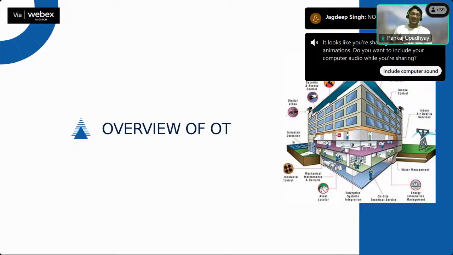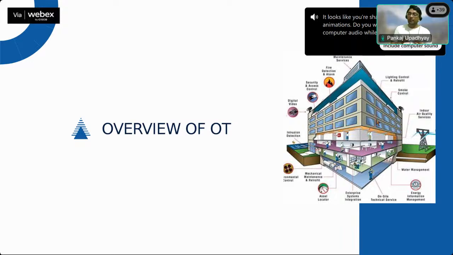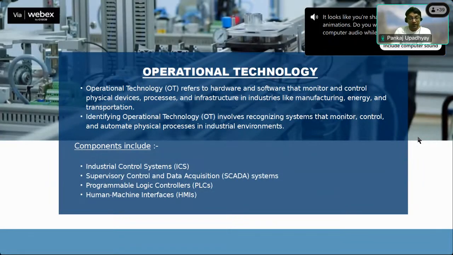Okay. So when we talk about the OT, it's basically hardware and software systems that monitor and control physical devices, processes, and infrastructure. So what do you mean by this definition? This refers to the hardware and the software that monitor and control the physical devices, process, and infrastructure in industry like manufacturing and energy, and why we need it. Anyone have any thought?